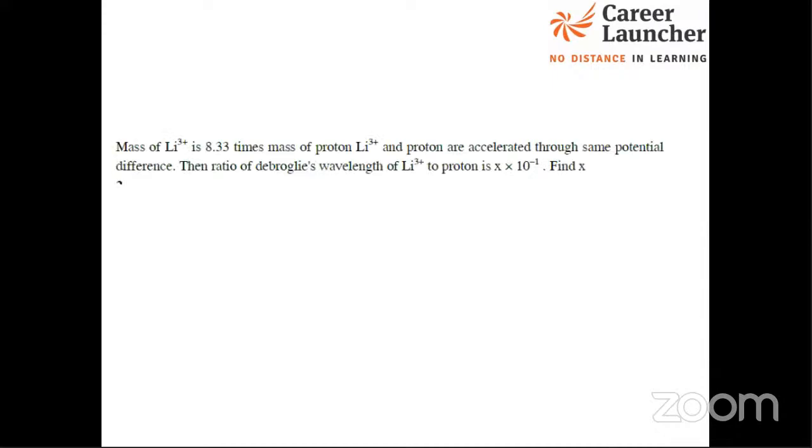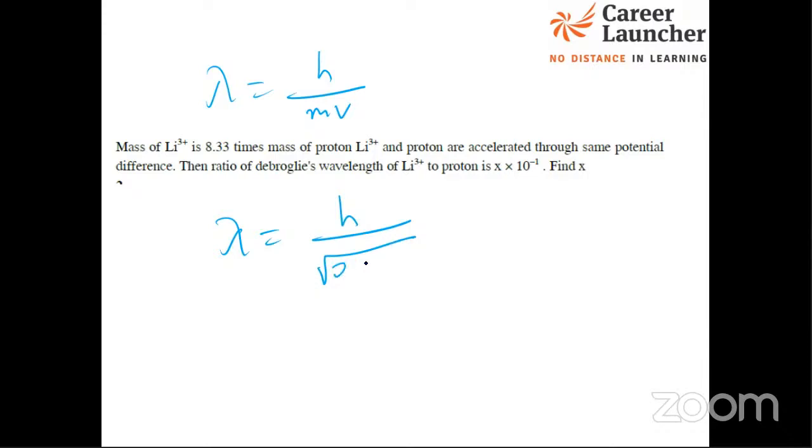Next one: mass of lithium plus is 80.833 times that of a proton. Lithium 2 plus and proton are accelerated through the same potential difference. Find the de Broglie wavelength. As you know, de Broglie wavelength lambda is equal to h upon mv. From this we can get the relation lambda is equal to h upon square root of 2 m KE. From this, if you derive the entire thing, kinetic energy you can take in electron volts.